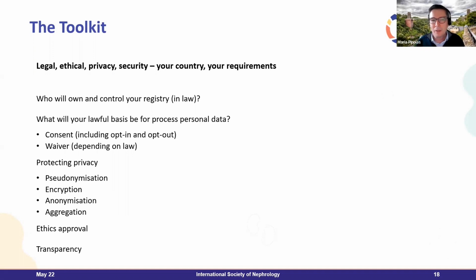Anonymization is not a great idea because although it gets you past a lot of the privacy laws if it's anonymized, it means you can't really do very much. You certainly can't follow people up, and you can't link to their other data. And even aggregating data, so providing summary statistics in tabular form, is challenging because sometimes if it's small numbers in cells, it's considered identifiable.